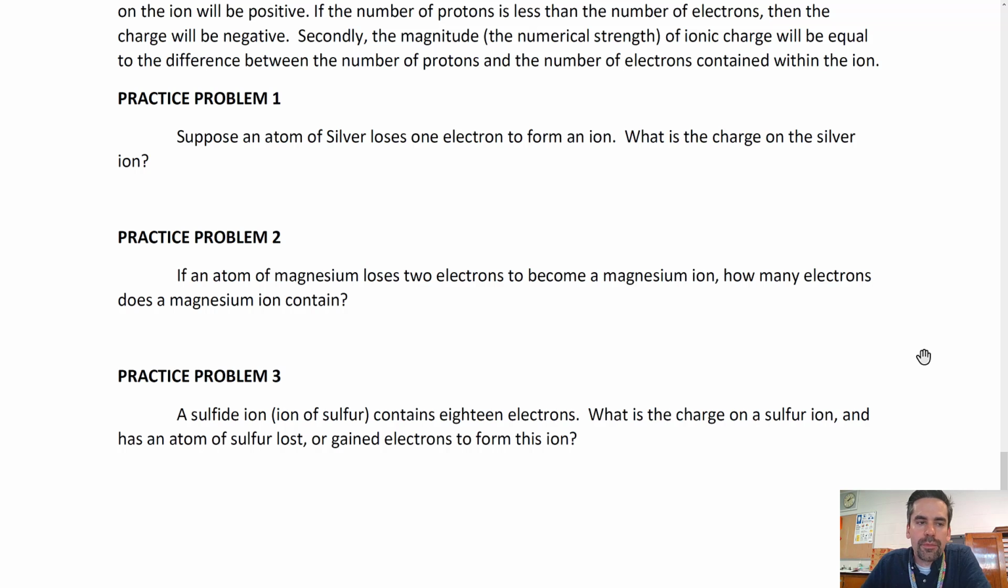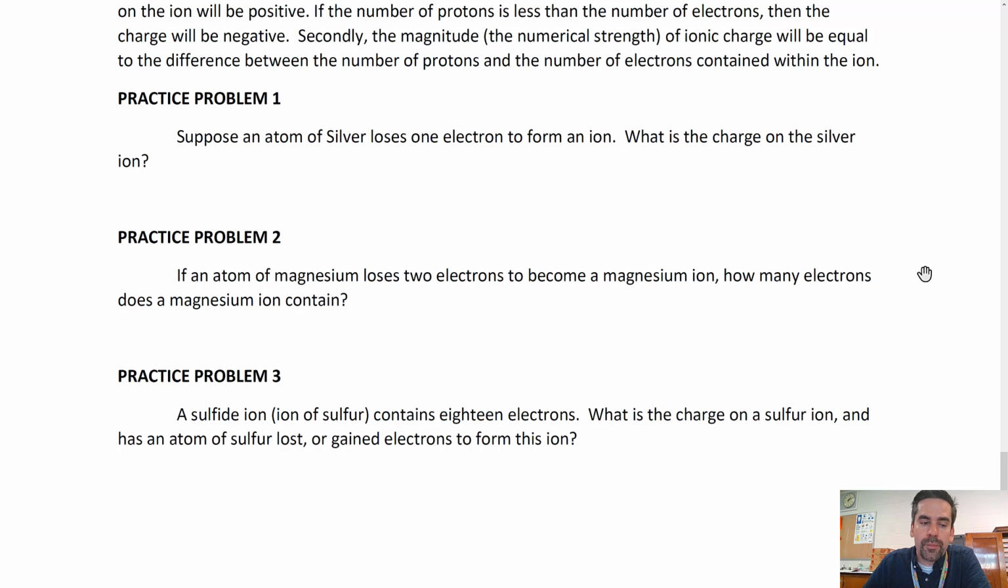Let's look at these practice problems. Practice problem number 1. Suppose an atom of silver loses 1 electron to form an ion. What is the charge on the silver ion? Practice problem number 2. If an atom of magnesium loses 2 electrons to become a magnesium ion, how many electrons does a magnesium ion contain?